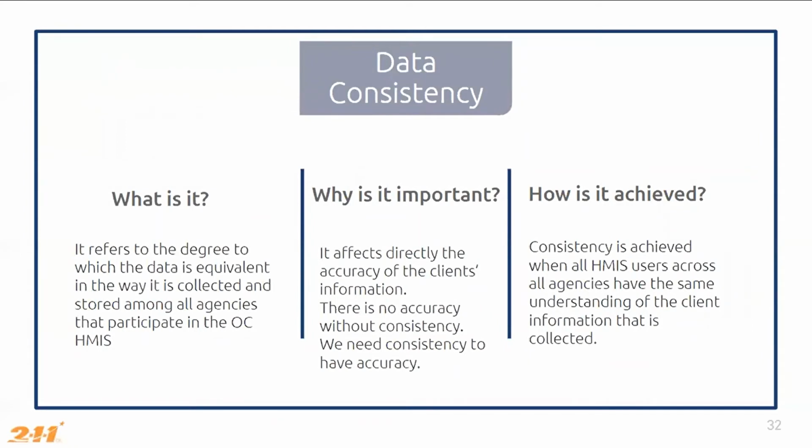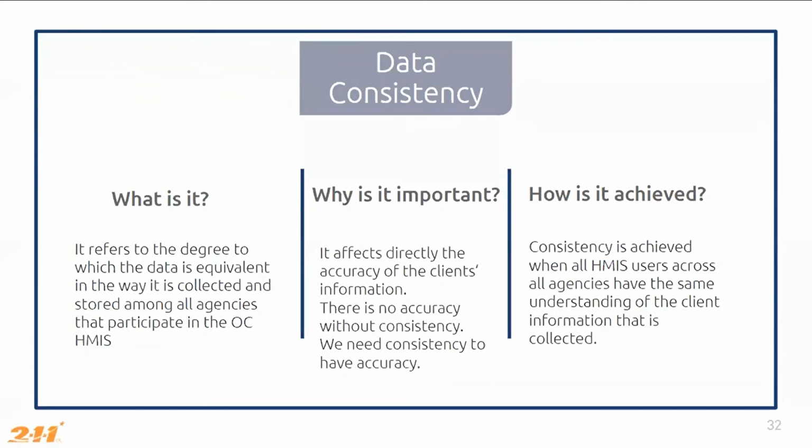So now let's talk about consistency, which is the last component. What exactly is consistency? Data consistency refers to the degree to which the data is equivalent in the way it is collected and stored among all the agencies that participate in the HMIS. And why is it important? We need to have the same understanding of the client's information and the way that information should be collected in HMIS in order to have accurate data. We need consistency to have accuracy.